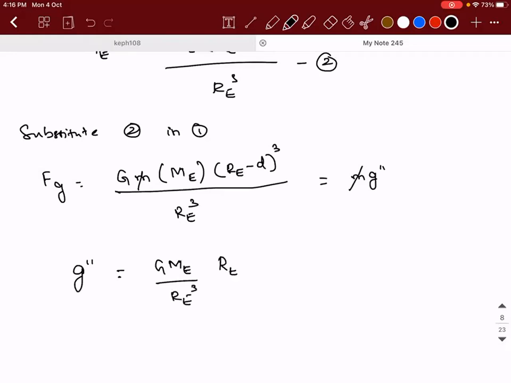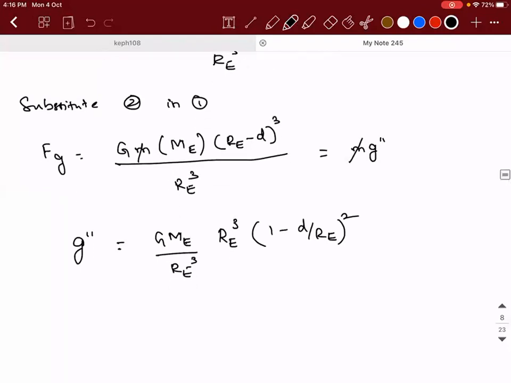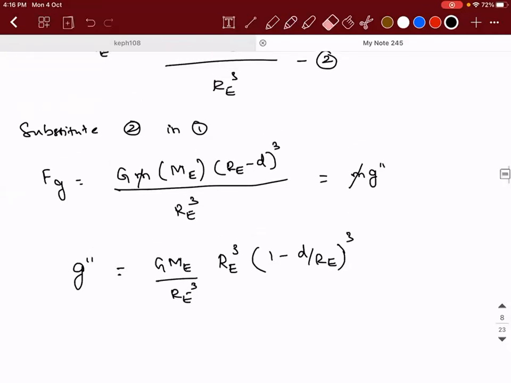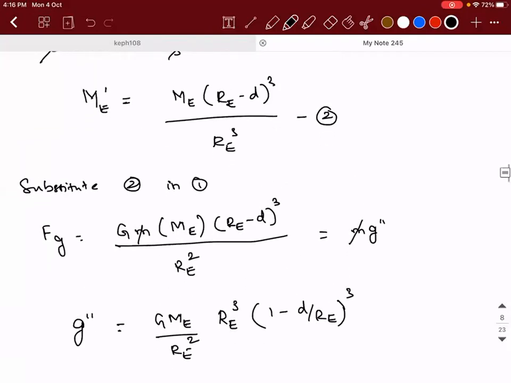Now what I will do, I will take this RE outside, it will come out as RE cube into 1 minus D divided by RE the whole square. Sorry, whole cube. Oh, sorry, RE square. Tell me what is your doubt. Wait. I made a mistake. Can you hear me? I made a mistake.